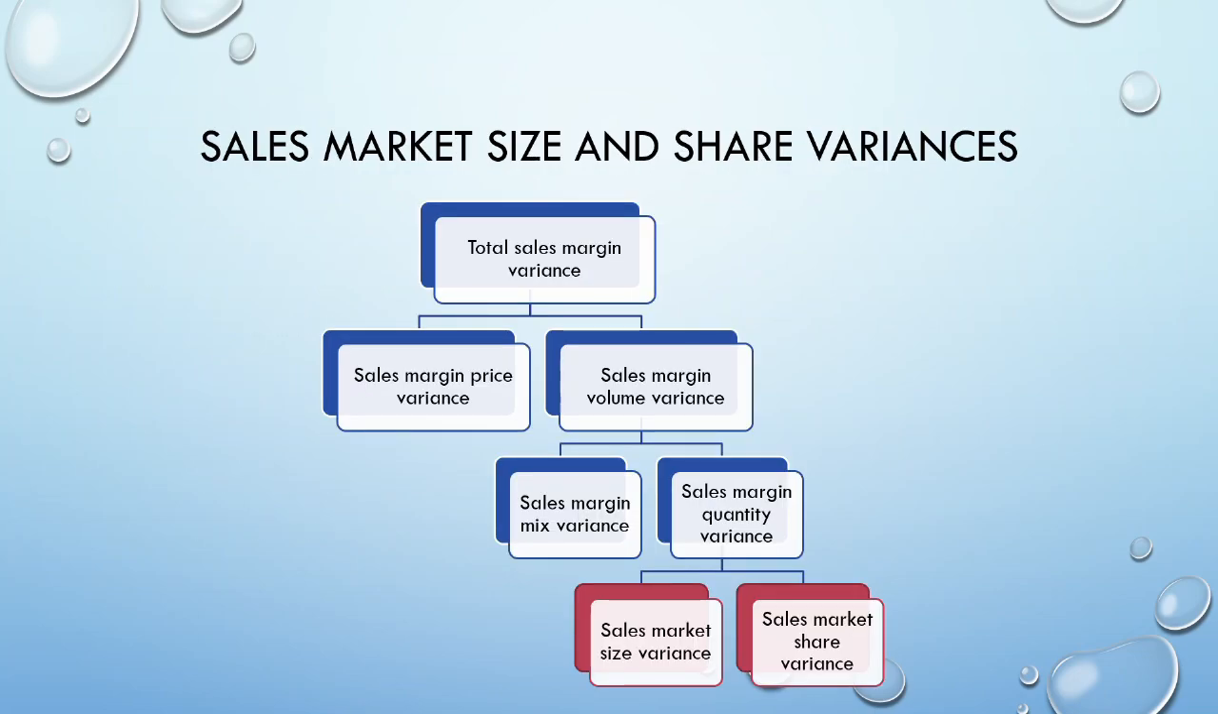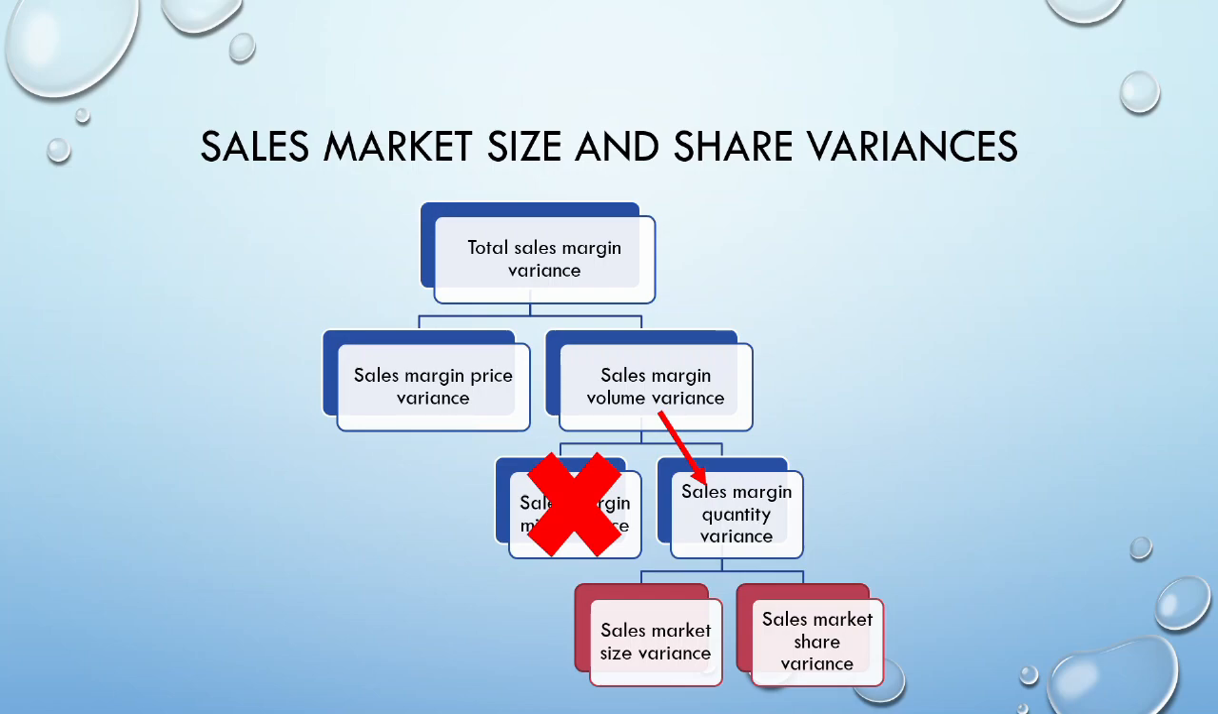Now let's break down our sales margin volume variance into the sales market size and share variance. Notice in this example, we only have one product being sold, namely widgets. Therefore, our entire sales margin variance is represented by the sales market quantity variance, and we don't have a sales margin mix variance. We will extend our example soon to calculate these variances, but for now, let's focus on our main example.